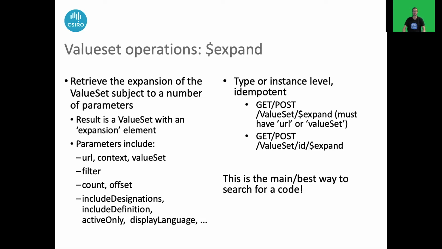The expand operation can be invoked either at the type level by providing a value set using the URL, context or value set parameters, or at the instance level if we want to really be specific about which value set we want. And so the expand operation really is the main and the best way to search for a code that we have in the FHIR Terminology Services API.